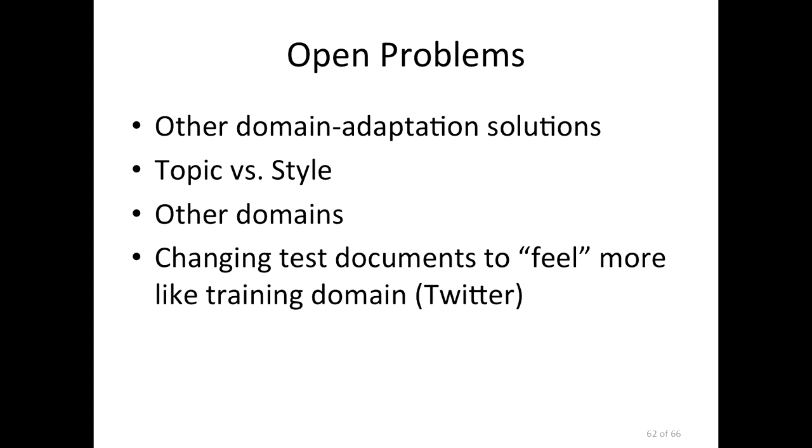So open problems left in domain adaptation. The first is looking at other domain adaptation solutions, probably from other natural language processing problems, like sentiment classification. Also looking at how topic affects style. So if you are a blogger and you have a Twitter feed, they're probably written on the same thing. But if you are a Redditor and you have a Twitter feed, they're probably written on different things. And so how does that affect it? Or even if you have a Reddit account and you write in different subreddits on different topics, can we still identify you as well if you're not writing about the same thing?